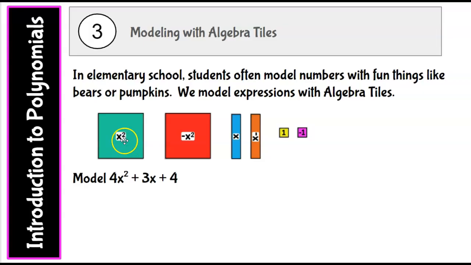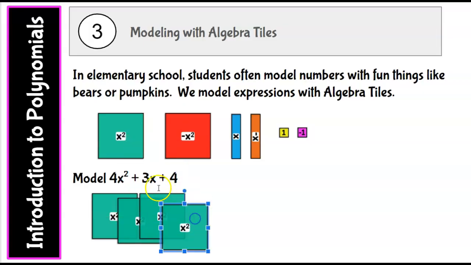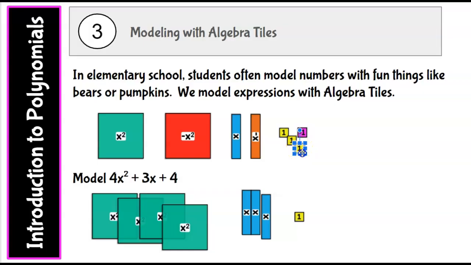So to model 4x squared, we would take 4 of these. And 3x, we would take 3 of these. And then for 4, we would take 4 of those. 1, 2, 3, 4. And that's how you model 4x squared plus 3x plus 4. If I wanted a minus 4, I would use some of the pink guys. And that's your introduction to polynomials.